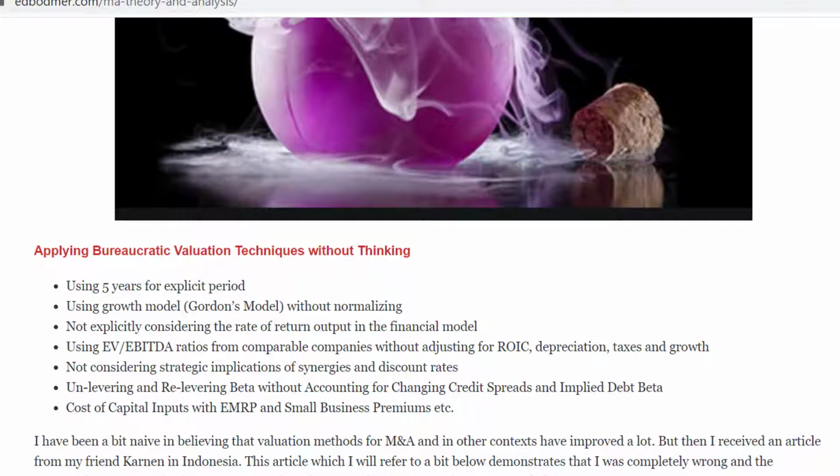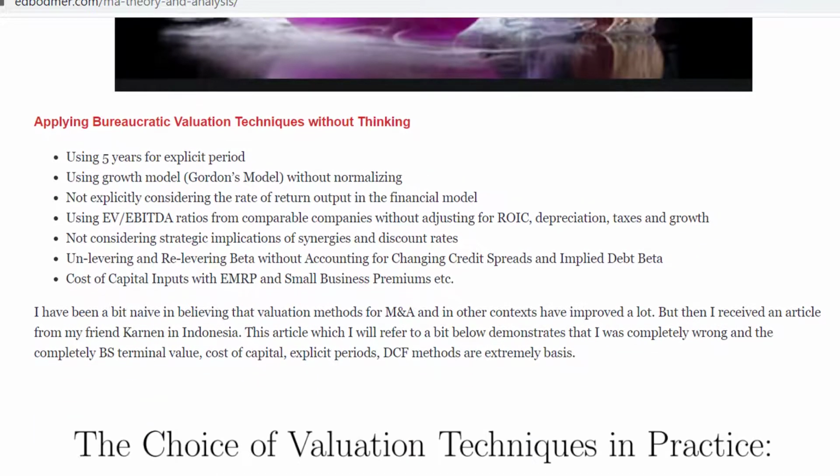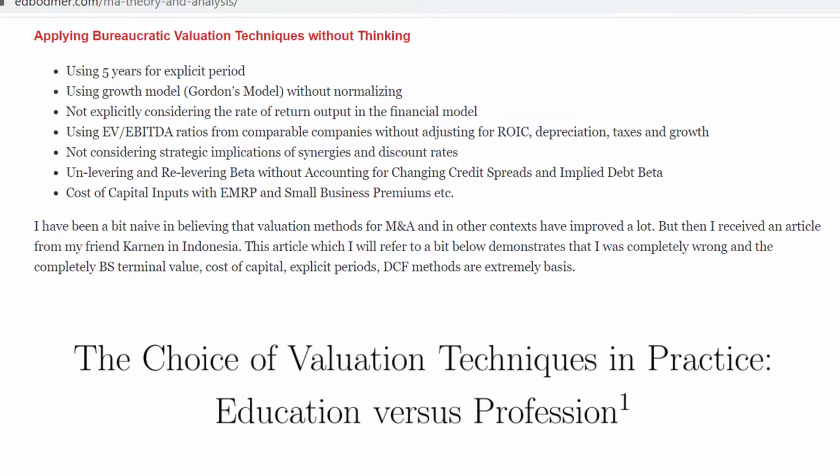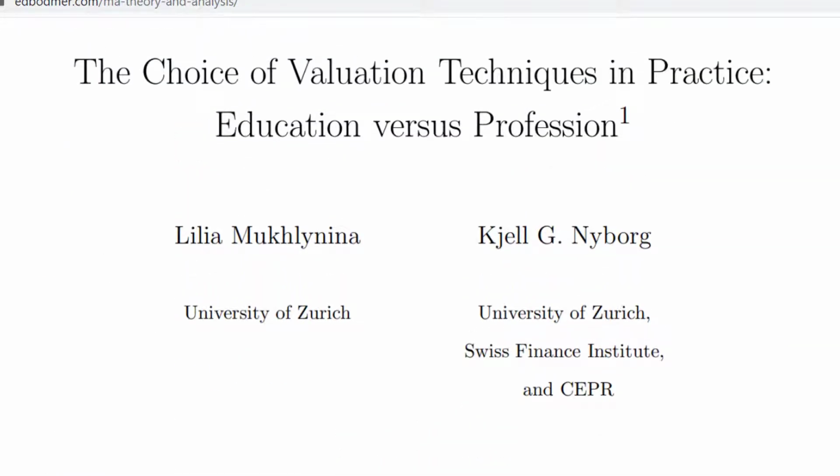Gordon's growth model, if you don't explicitly consider rate of return at every stage of the analysis, if you use EV to EBITDA ratios without making adjustments, if you don't consider strategically what you're doing when you're really measuring synergies, if you unlever and relever the beta without making adjustments for the debt beta, if you use this, you're all applying this bureaucratic stuff that just gives you nonsense. So you know what I'm going to do.